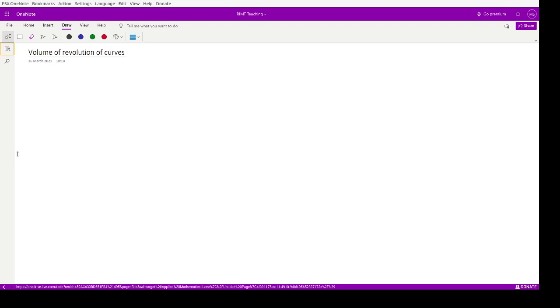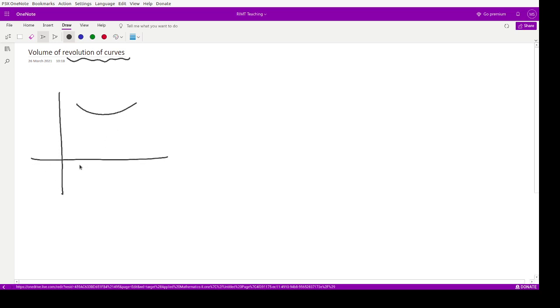For the volume of revolution of curves, firstly we have to know what this revolution of curves is. What is this solid which is obtained by revolving a particular curve? For example, we have this curve here, and this is the x-axis, this is the y-axis, and this is some portion of the given curve. So this point is P, this point is Q.